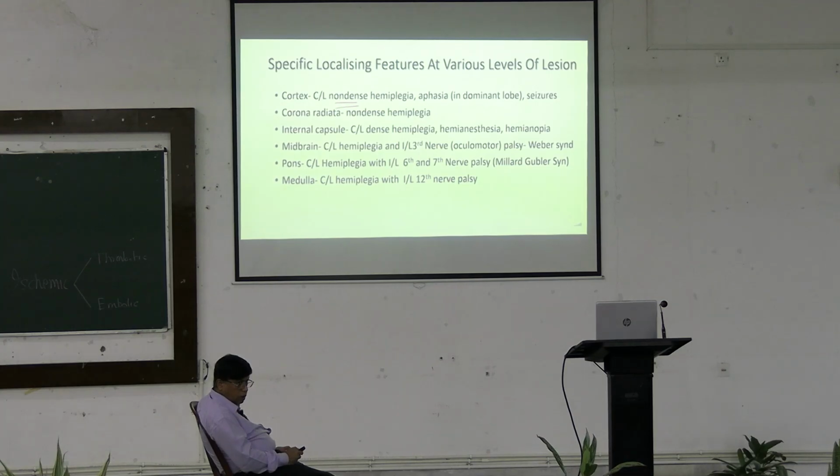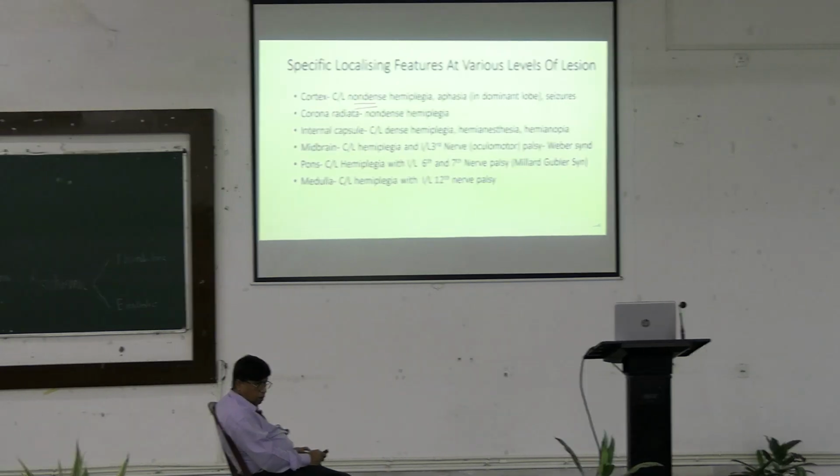Another cortical sign is that it causes seizure or convulsion. If the lesion is in the corona radiata, there is non-dense hemiplegia. Suppose the patient comes with a monoplegia only, only the hand is not moving. Complete hemiparesis is not possible in lesions of the corona radiata. Then the internal capsule, we know that the fibers are very dense. Here a complete hemiplegia is only possible when the lesion is in the internal capsule.